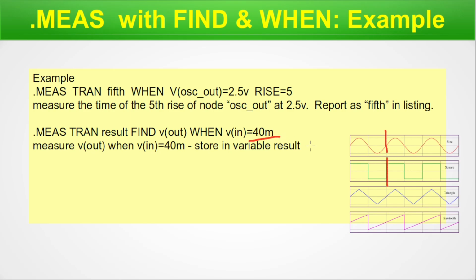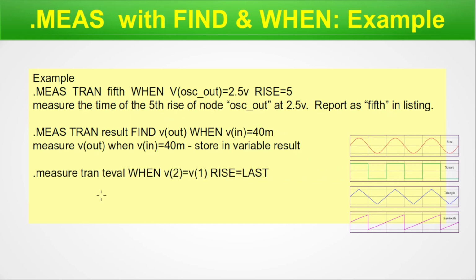That means at 40 m, this is the x axis, and at the y axis whatever we are getting in the V out. This is V out and this is V in. So V in we are taking as the x axis value, and we are getting the y value on another waveform. Next, measure tran t value when V2 equal to V1. Say if these two waveforms are a bit shifted, and this peak is just below this one, there will be a value of time when this will happen.